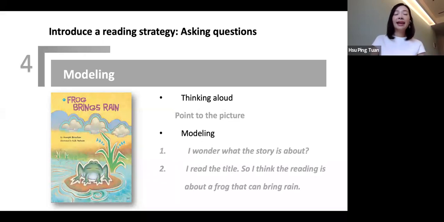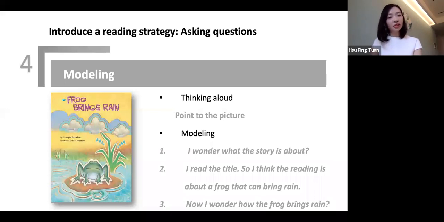And then I read the title. The title is Frog Brings Rain, though I think the reading is about a frog that can bring rain. Then I'm going to demonstrate the last step. That is, think about a question, read on, and think more questions. So I will demonstrate by saying, now I wonder how the frog can bring rain.